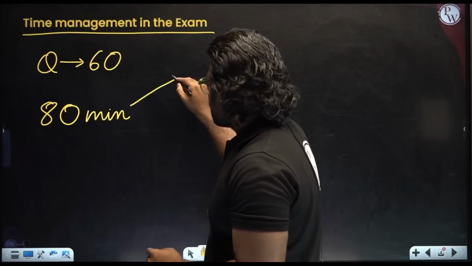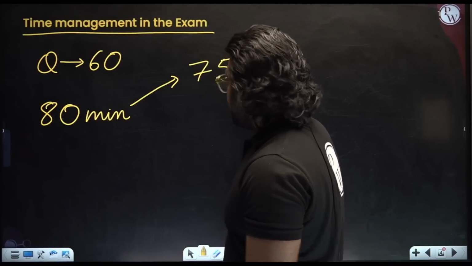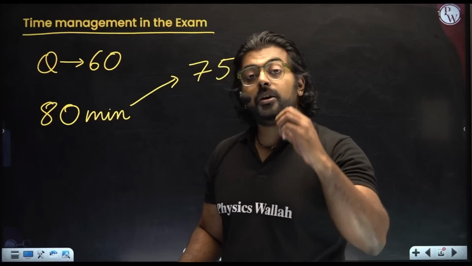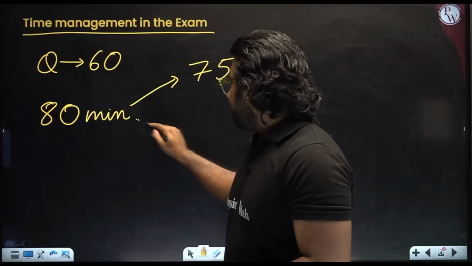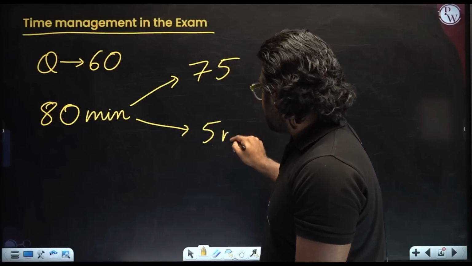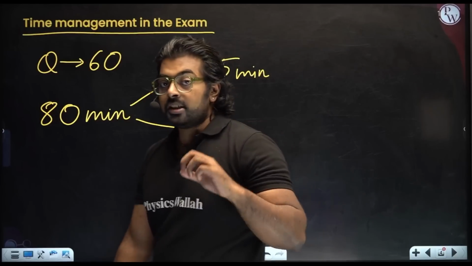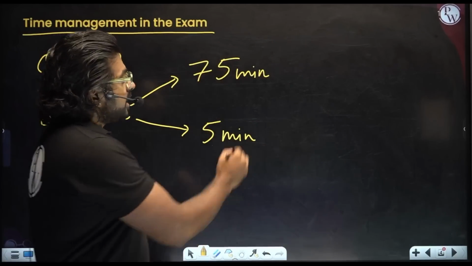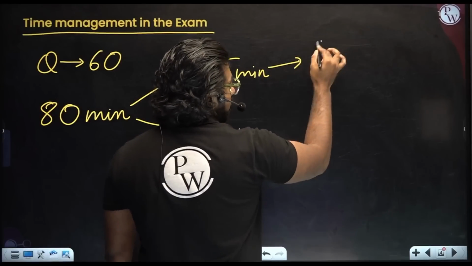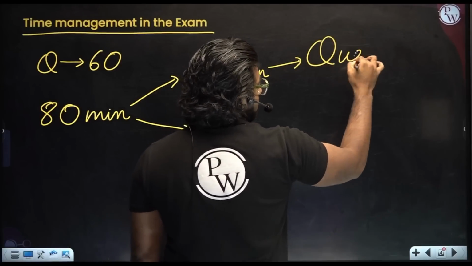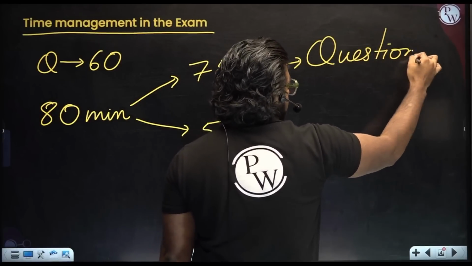The first one is a time slot of 75 minutes. This is something that you are doing on your own. So this is 75 and the other thing is 5 minutes. So the first 75 minutes is actually used for question solving. Use this for question solving, for questions.